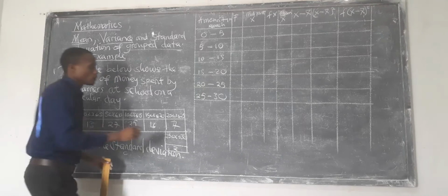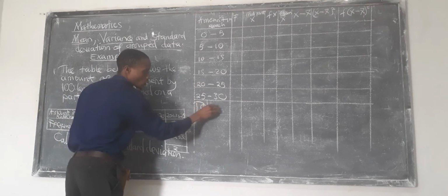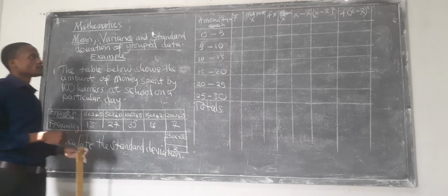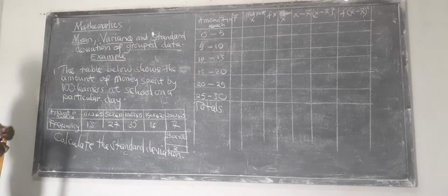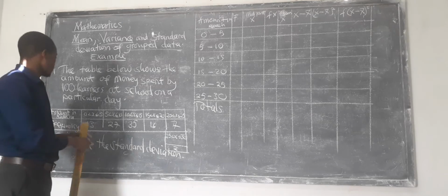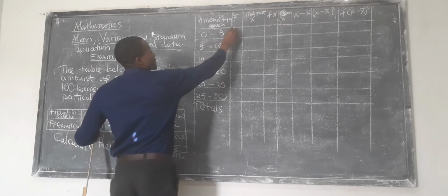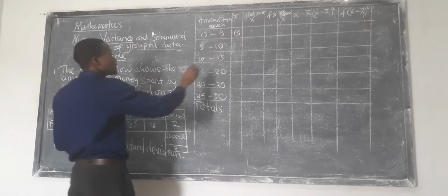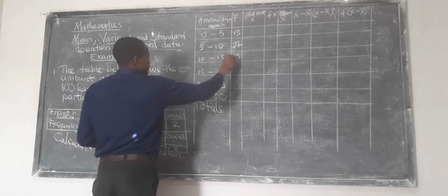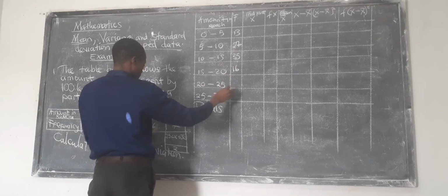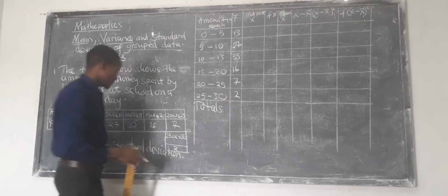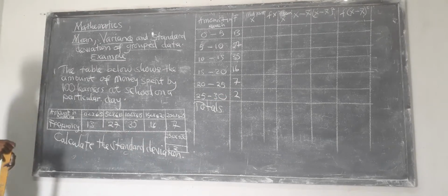Then here we'll be putting the totals, the summation of these things. Frequency has already been given. For the first data value, frequency is 13. Second is 27. Then we have 35. Then 16. Then 7. And the last one is 2. This is the frequency.